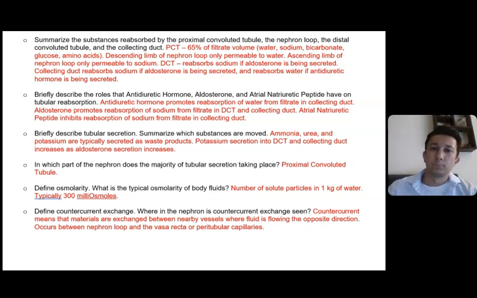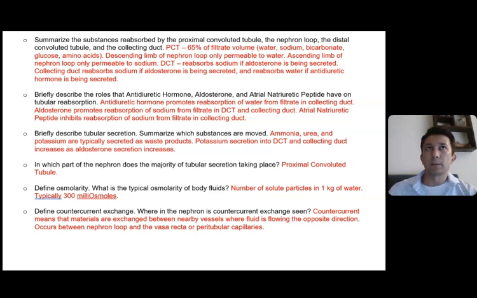So next we'll just briefly look at tubular secretion. And we'll summarize which substances are moved here. So mainly tubular secretion is the kidney's process of eliminating unneeded substances from the blood. So typically things like ammonia and urea, which are both nitrogen-containing wastes, are eliminated through tubular secretion, as well as potassium. And potassium secretion will tend to increase as aldosterone secretion increases as well, because aldosterone is going to stimulate the formation of sodium-potassium pumps.